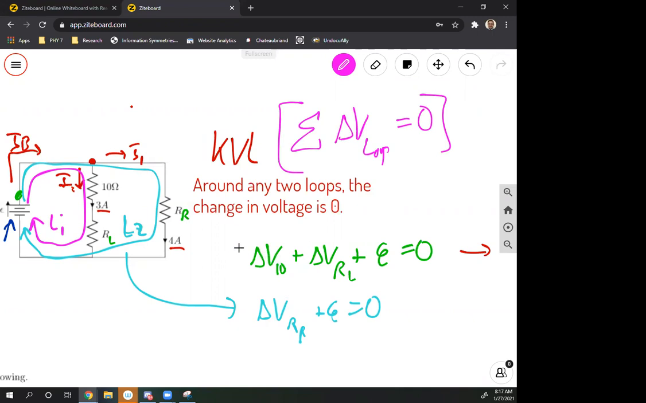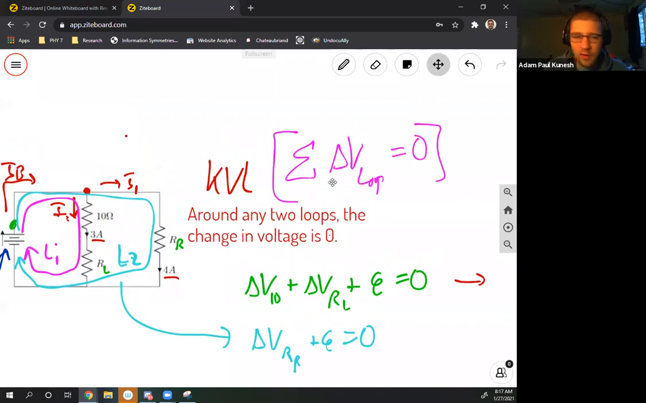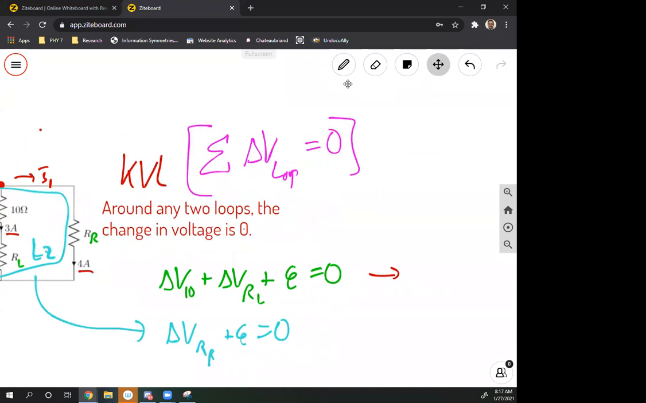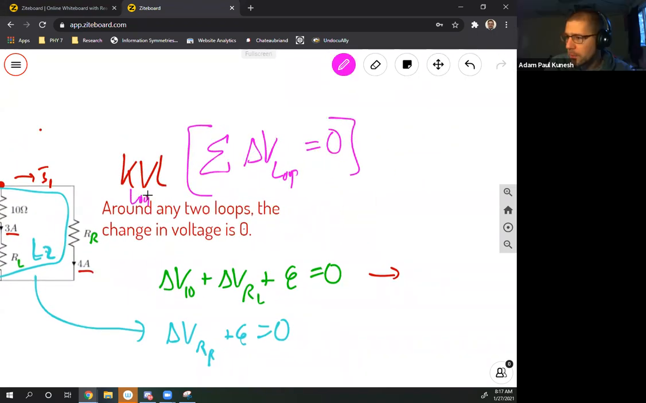And then the loop rule is different because that's current? Loop rule and voltage law are the same. Oh, they're the same thing. Okay. Yep. So this is the same as the loop rule.